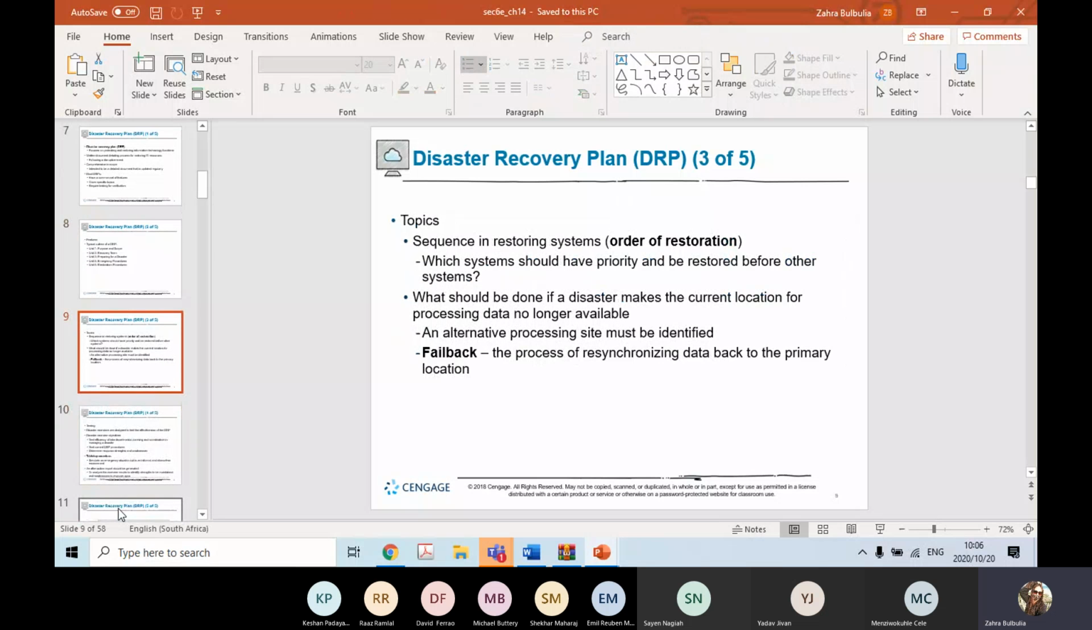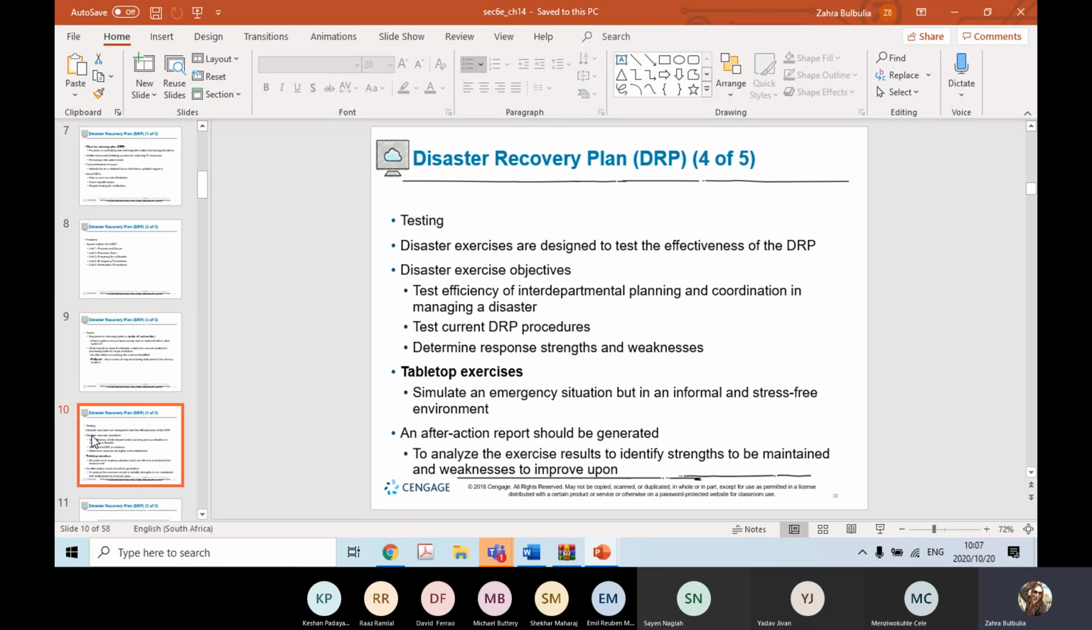So you would look at the sequence in restoring systems. So that's basically the order. Which system should have priority and be restored before other systems, and what should be done if a disaster makes the current location for processing data no longer available. So an alternative processing site has to be identified. And failback is the process of resynchronizing data back to the primary location.